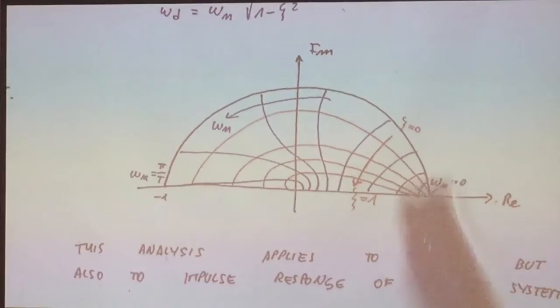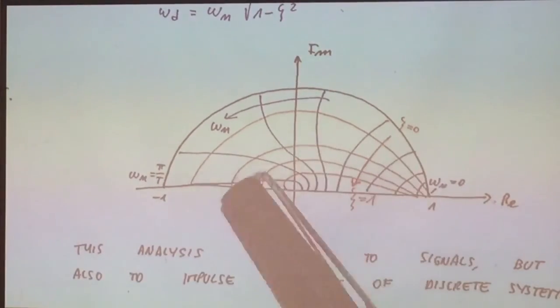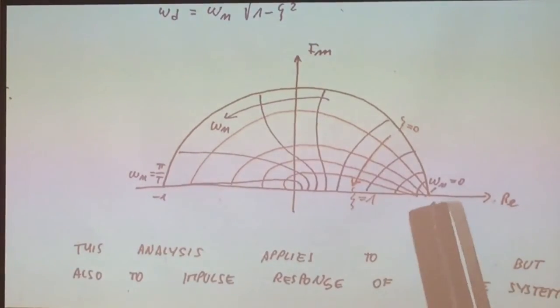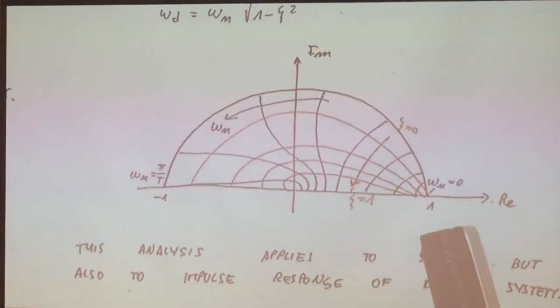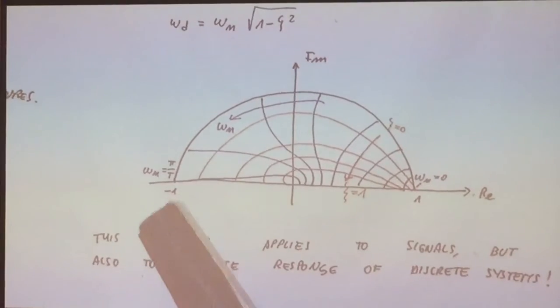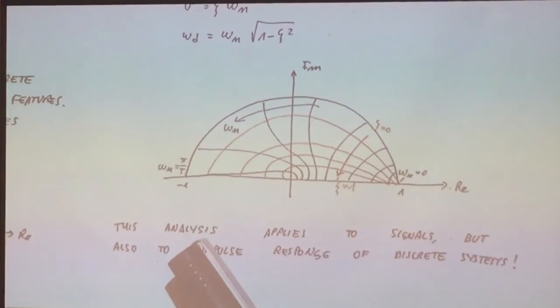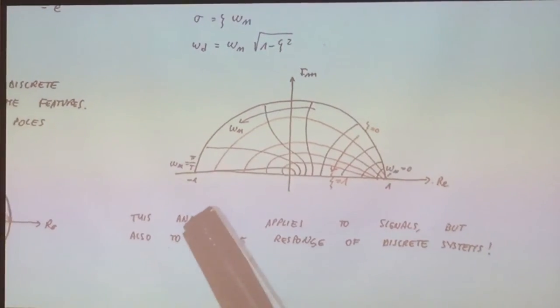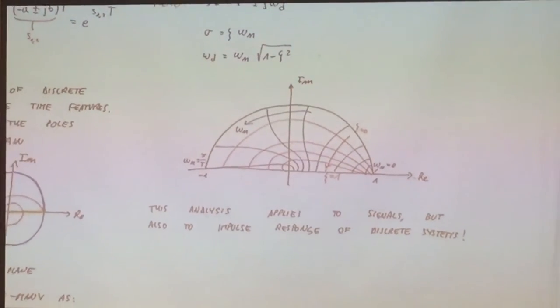So the blue lines represent constant omega. At point 1, you have omega equal to 0. And at point -1, you have the maximum frequency that a digital signal can represent, which is pi over T. That's the Nyquist frequency. Right?